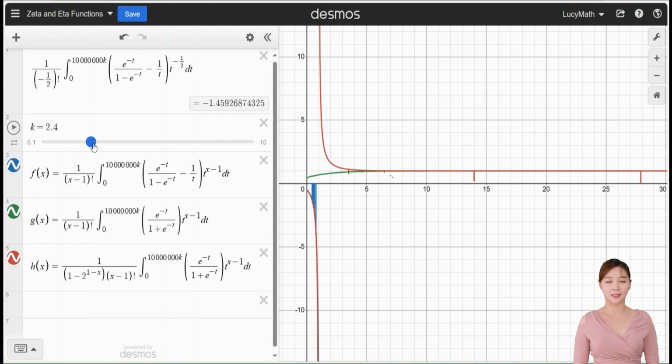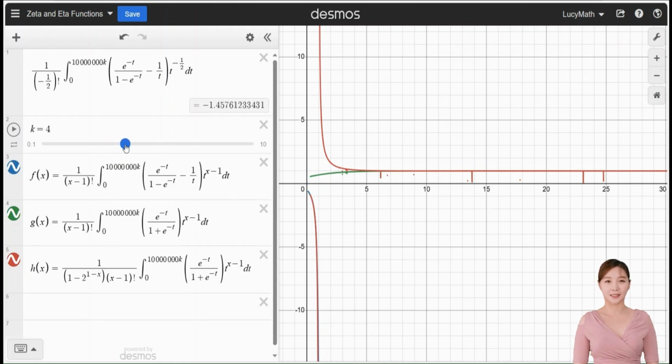Although there is an error, it is expected that the exact value will be approached if the integration range is expanded to infinity. The blue f of x is the zeta function, and the green g of x is the eta function. Also, the red h of x is the zeta function, which is the eta function divided by 1 minus 2 to the power of 1 minus x. Also, the zeta and eta functions in the left window are integrals based on the gamma function relation, so they are divided by the gamma function of x, that is, the factorial of x minus 1.